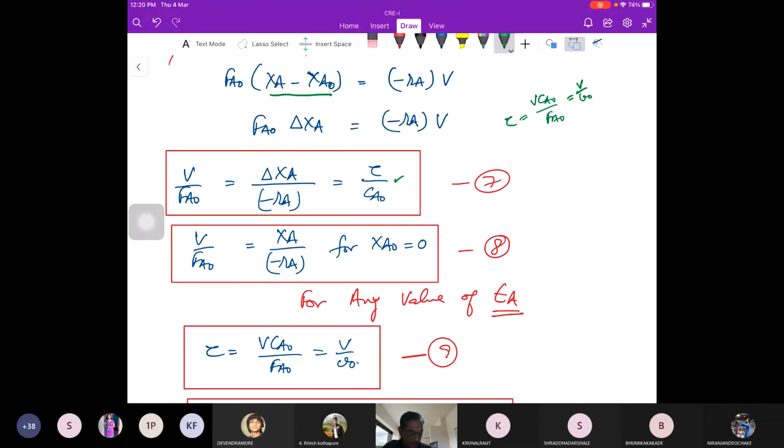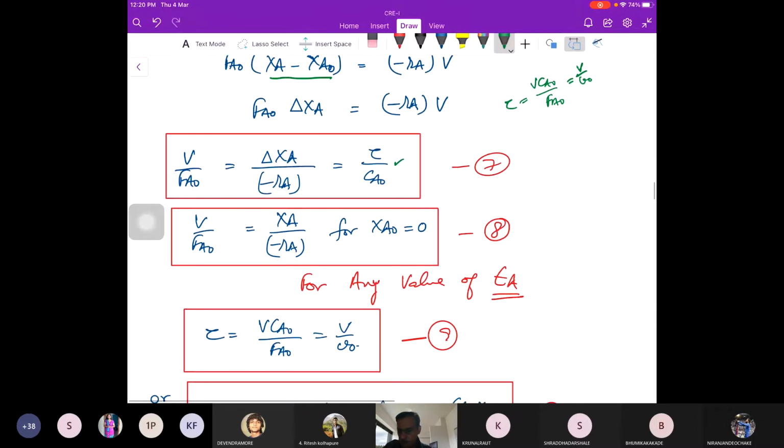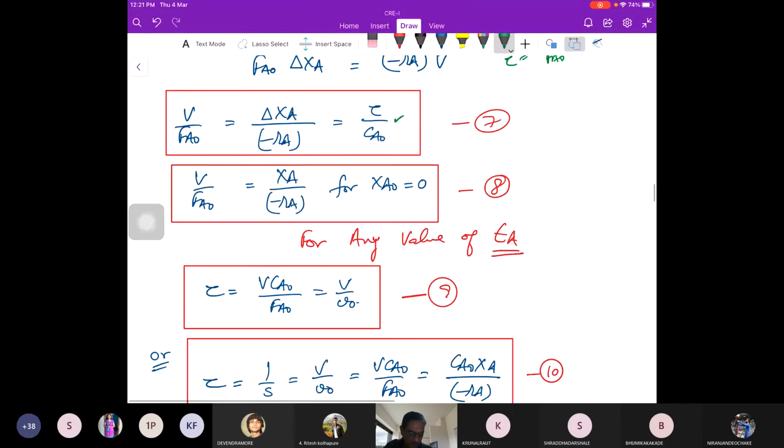Okay. So V upon Fa naught is equal to, if Xa is not equal to 0, Xa upon minus Ra. And this holds for any value of epsilon A. We have not assumed anything about epsilon A. We are writing the general equation.